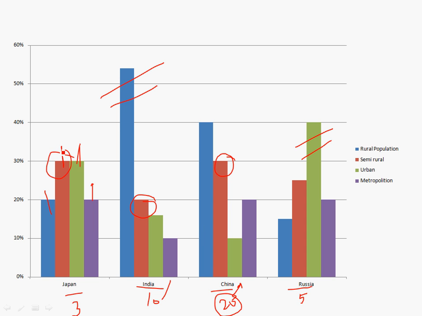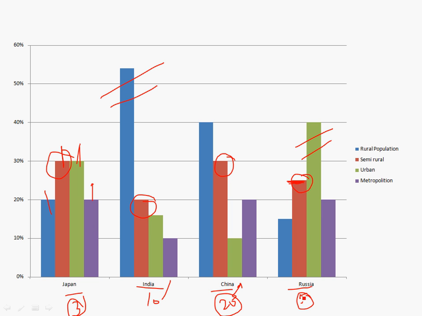This is 30%. 30% of 3 would be 0.9, which is less than China, and this is somewhere around 25%, right? You cannot exactly say it's 25%, it's somewhere around 25%. So it's better to take 25%. So 1/4 of 5, which is 1.2. So no country has semi-rural population which is greater than China, right?